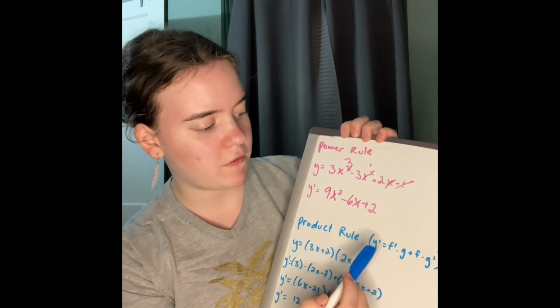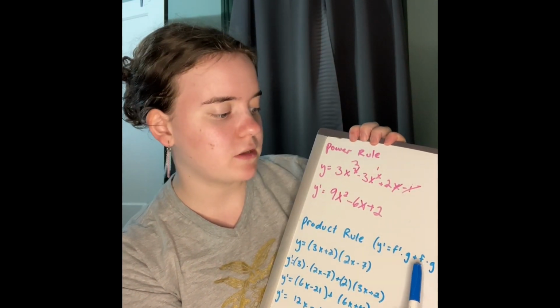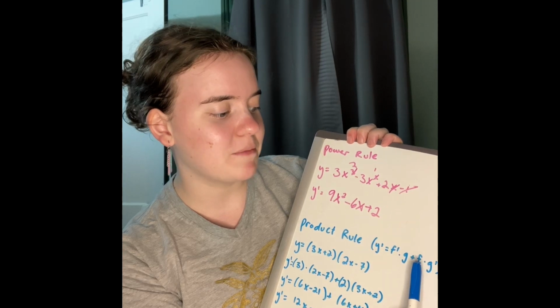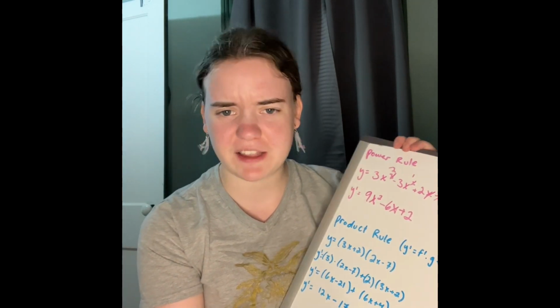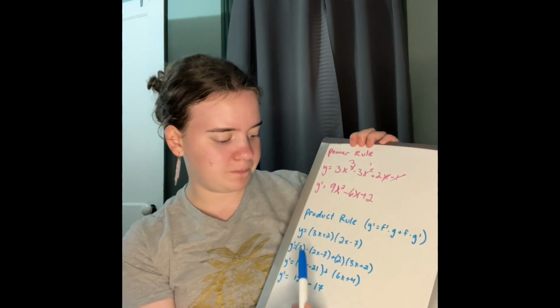And then the product rule is when you're multiplying two things together. So you're going to go the derivative of the first times the second plus the first times the derivative of the second. I don't think I said that right.